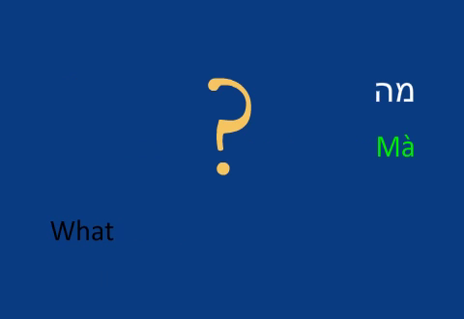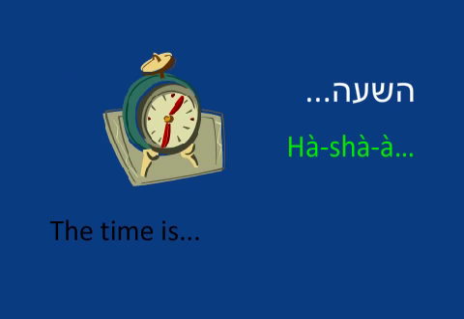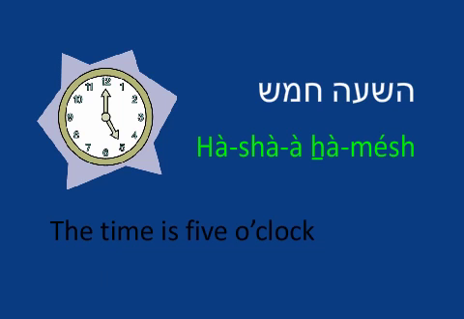Noah, let's learn how to ask, what time is it? Let's start with the question word, what? Ma? That's right, ma. Now let's ask, what time is it? Ma ha-sha'a? Very good. And how do we answer that question? How do we say, the time is? Ha-sha'a.